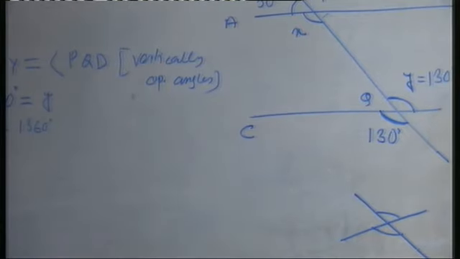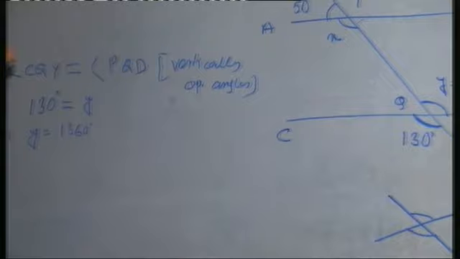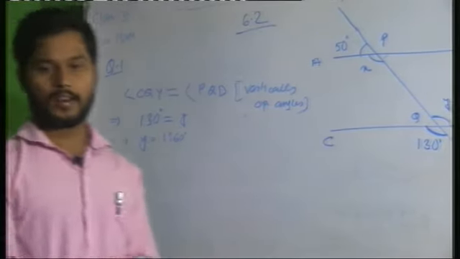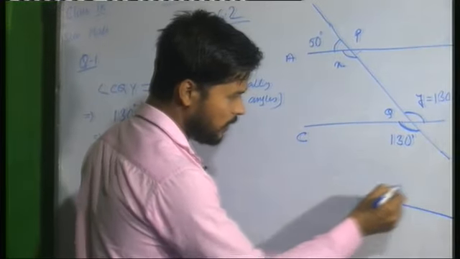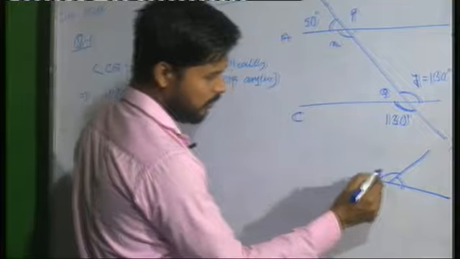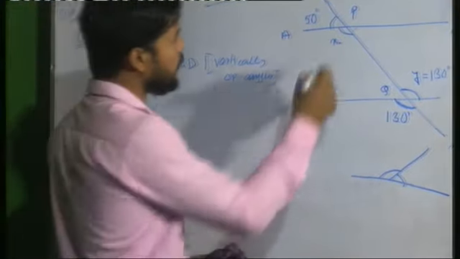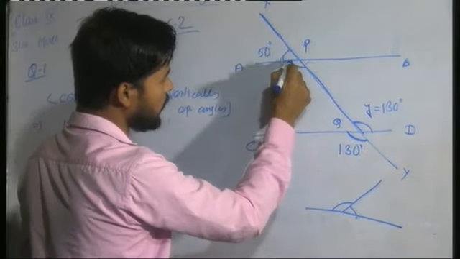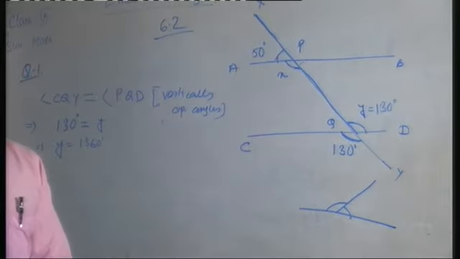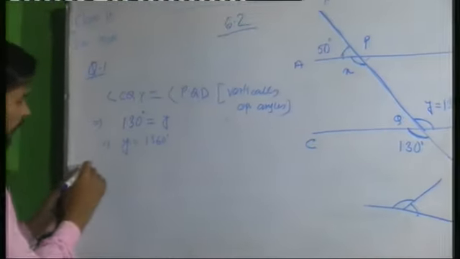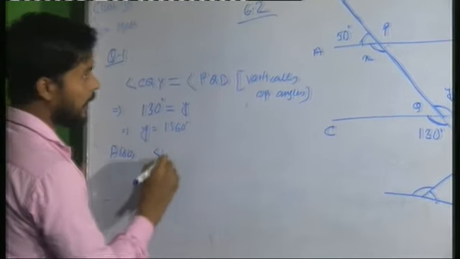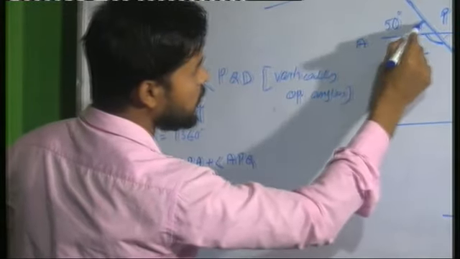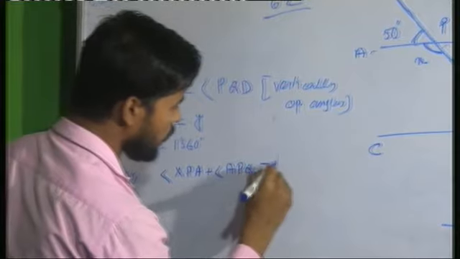Now we'll calculate the value of x. I told you the definition of linear pair of angles: two adjacent angles are said to be a linear pair if their non-common sides lie on a line, or if one line is standing over another line. Here the line AP is standing over the line XY, so this angle and this angle are a linear pair, and the sum of a linear pair of angles is 180 degrees. So angle XPA plus angle APQ is equal to 180 degrees.